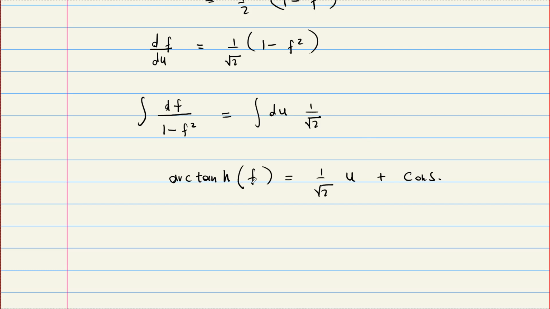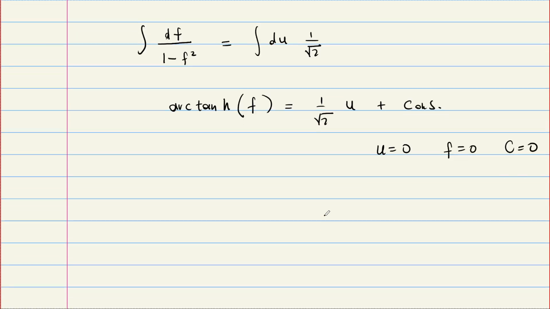And we can use the same boundary condition. If you put u equal to 0, f should be equal to 0. This is 0, then this constant is also 0. Therefore, we found the solution. This f of u is equal to tangent hyperbolic of 1 over root 2 times u. So this is the soliton solution. We solved it. We were lucky.